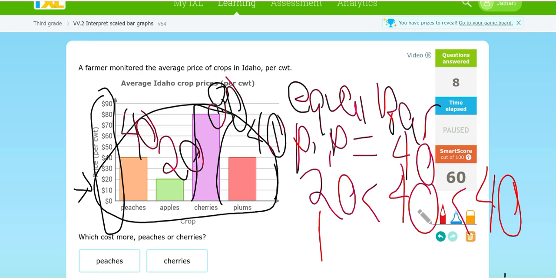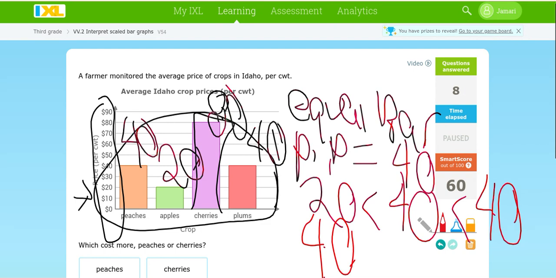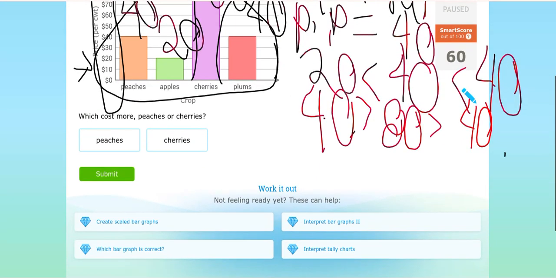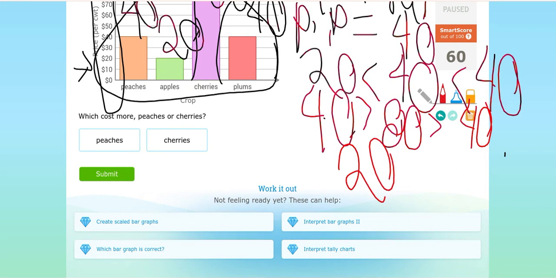And 40 is less than 80, and 80 is greater than 40. Now we're gonna go down again. 20 is less than 80.